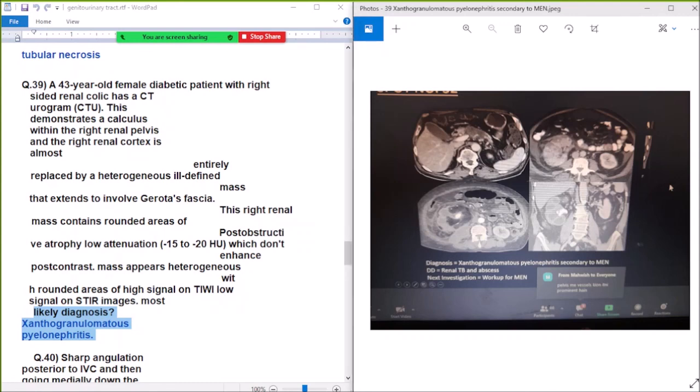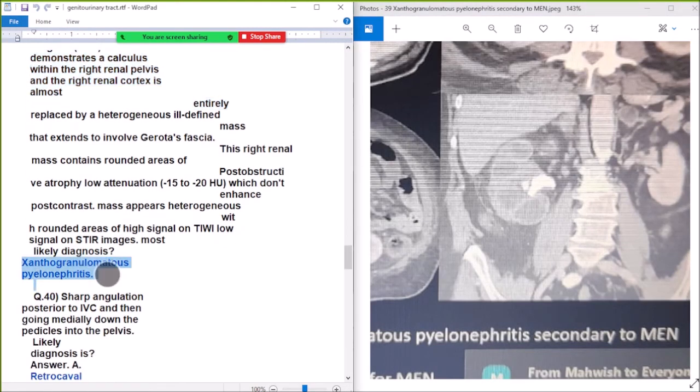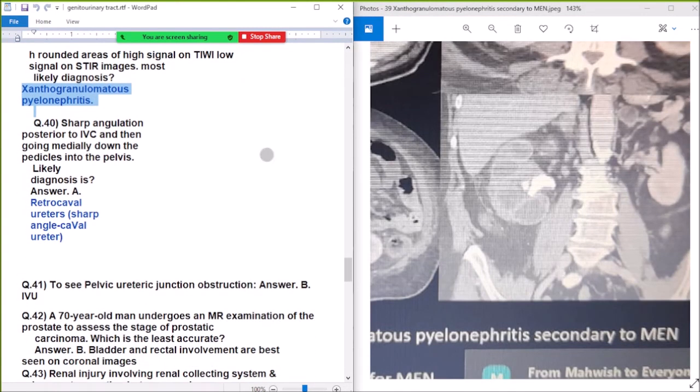Now, these are called pulse signs: calculus inside the renal pelvis, and the patient has right side renal colic. On CT urogram, there is calculus in the right renal pelvis, and the right renal cortex is almost entirely replaced with a heterogeneous mass. Diagnosis: xanthogranulomatous pyelonephritis. Question 40.